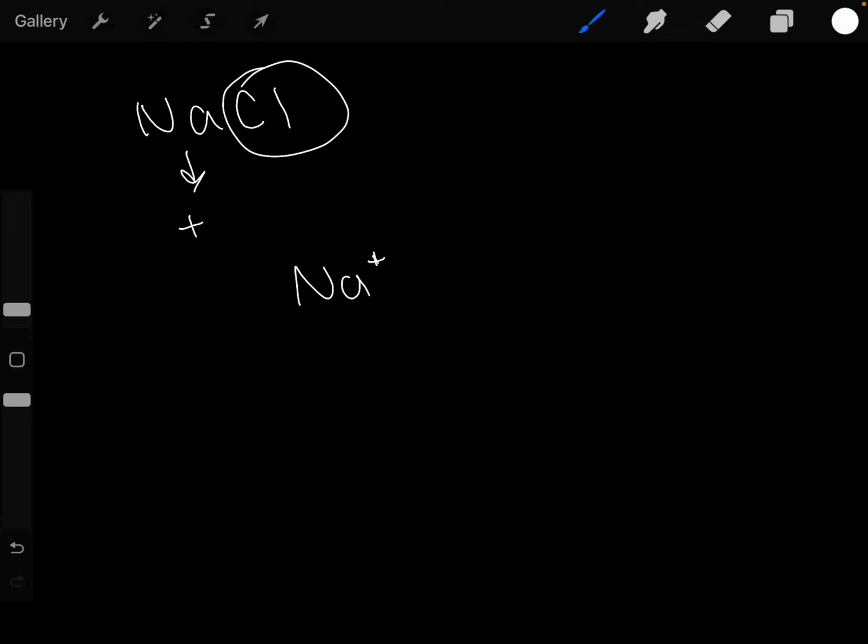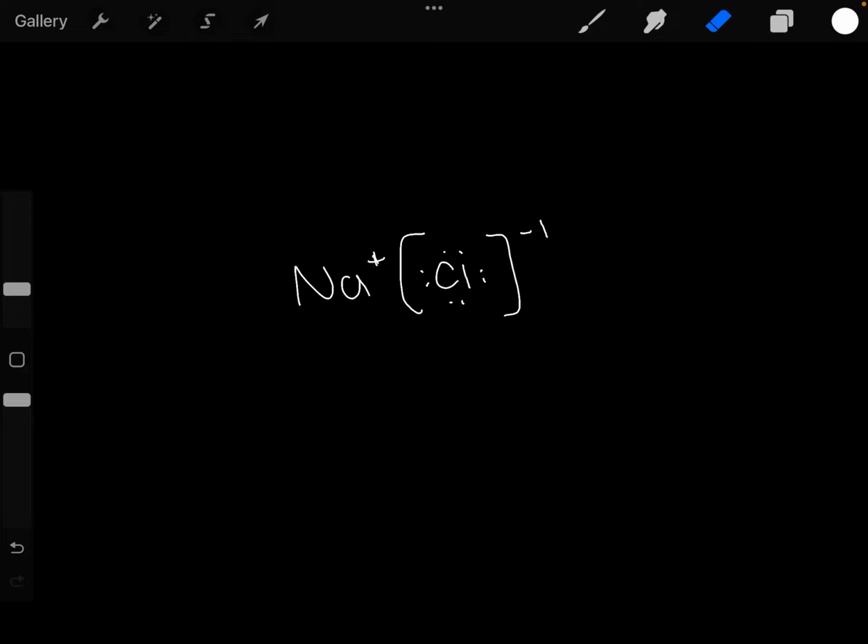When there's a metal and non-metal, right? You do, for example, let's do NaCl, right? First, find the charge of Na, which is positive one, right? So you would do Na plus, right? And then for the Cl, you would do a bracket, Cl, and then fill out the outer shell, which we had, this, right? And then minus 1. So that's essentially how you do ionic chemical bonding, right?